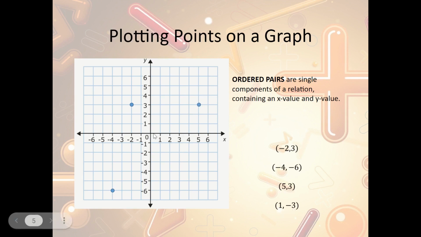So x is 1, so I'm going to go find 1 on the x-axis, which is here. And -3 on the y-axis, which is here. And I plot that point. And now I have plotted all 4 of these ordered pairs.